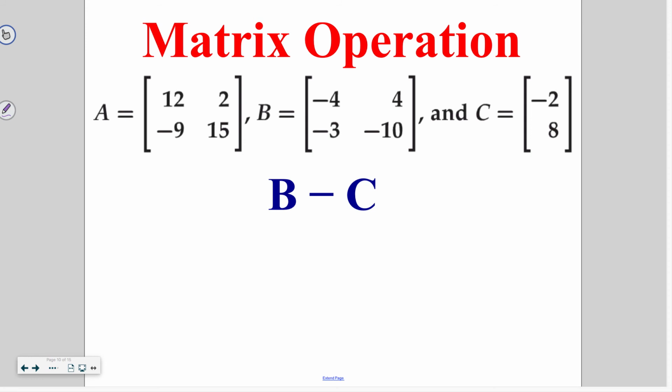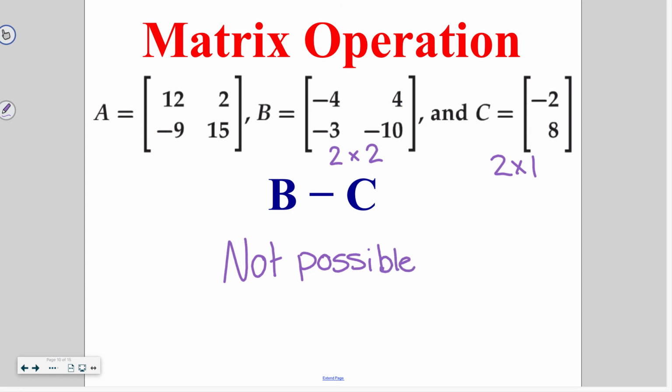Next, it wants us to look at B minus C. B is a 2 by 2 matrix, while C is a 2 by 1 matrix. Since these two do not have the same size, this is not a possible matrix operation. There is nothing to match up here, so this is not possible.